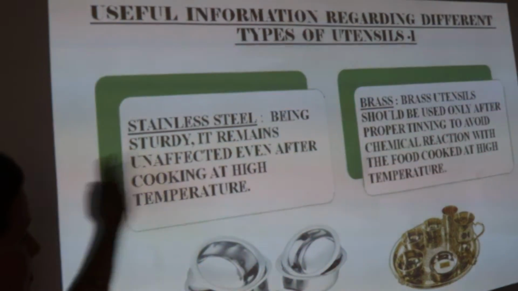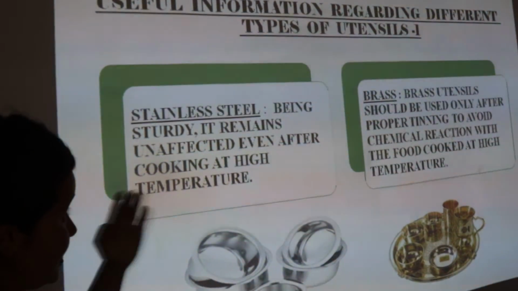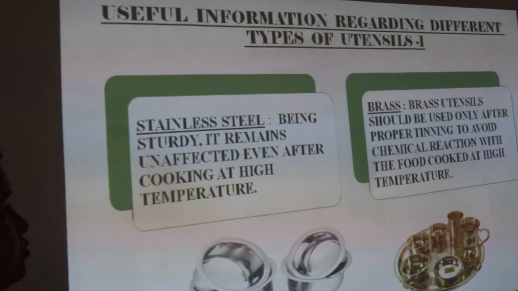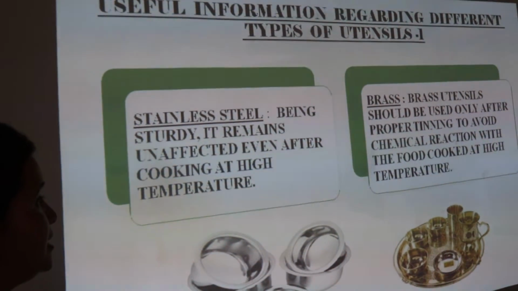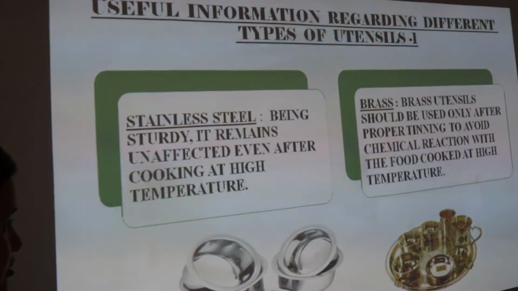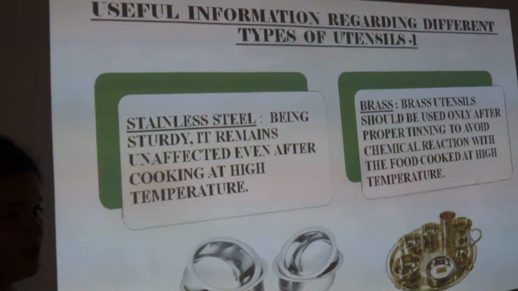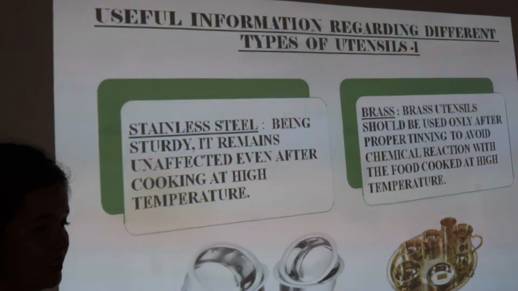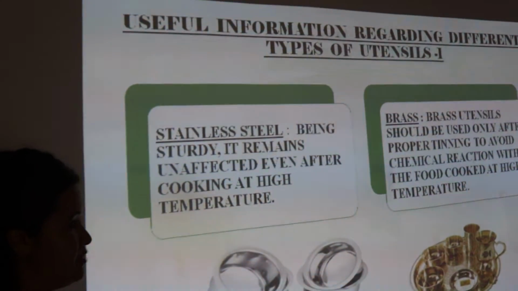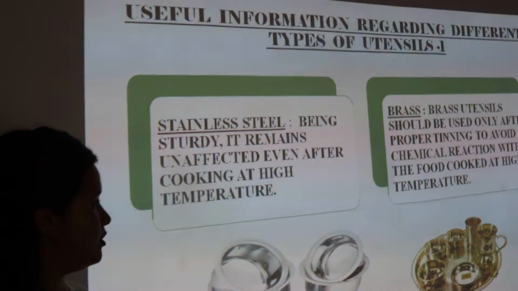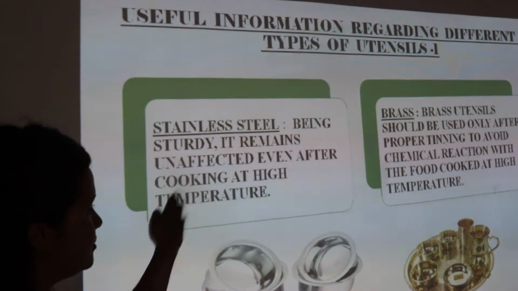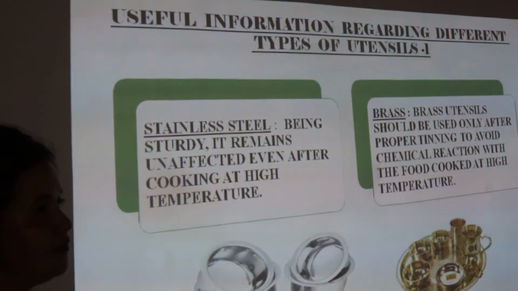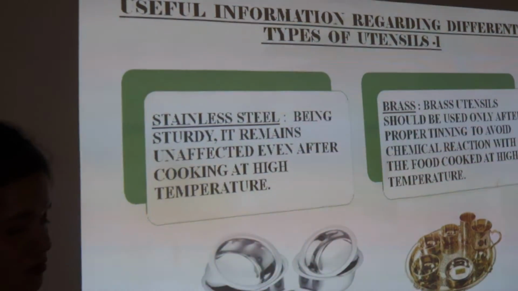And another one is brass. A brass utensil should be used only after proper tinning to avoid chemical reaction with the food, and the temperature also. Suppose you are heating your brass utensils on the gas and making your food. What will happen? The chemical reaction from the brass will go into your food, and what will happen? Food poisoning will happen, okay?